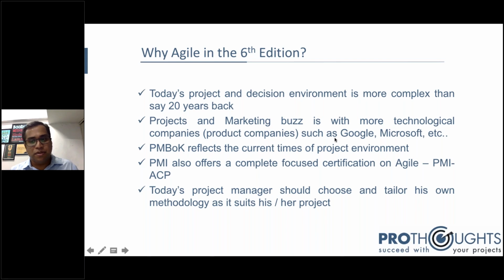Like I said, that's a growing certification. So what today's project manager demands is that this PMBOK is just a framework. It tells the project manager to choose and tailor his own methodology as it suits his or her project. But Agile has become important. Iterative, the way you do the project, has become important, and therefore PMI thought to include it in the PMBOK, which is their popular mainstay certification.